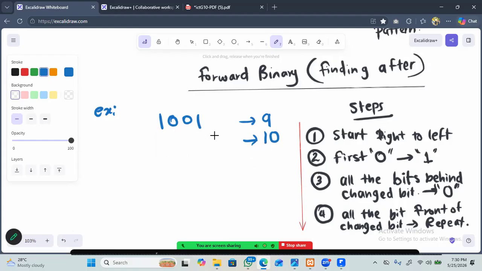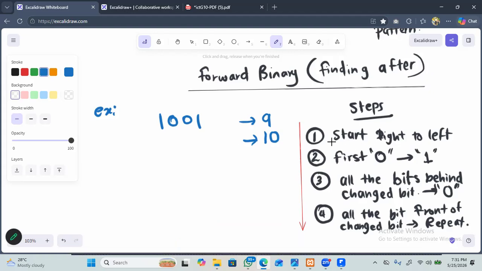Now in binary, we are going to find the number 10. How to do that? What is the first step? You have to start from right to left. That means you have to look always right to left. Remember the direction of this arrow sign. Turn the first 0 to 1. The first bit, is this a 0? No. Is this a 0? Yes, that is a 0. That is the first 0 you see. Turn that to number 1.